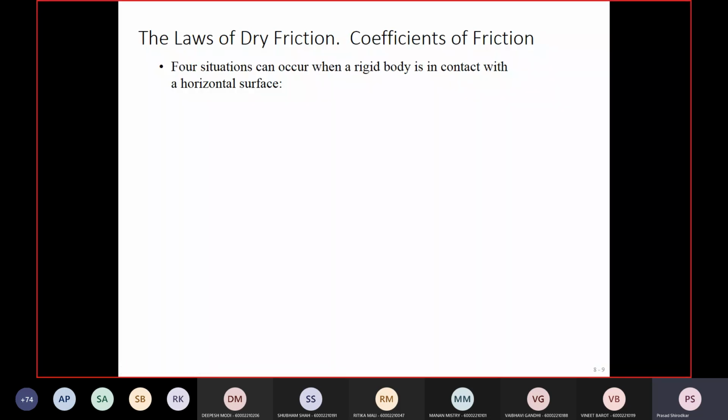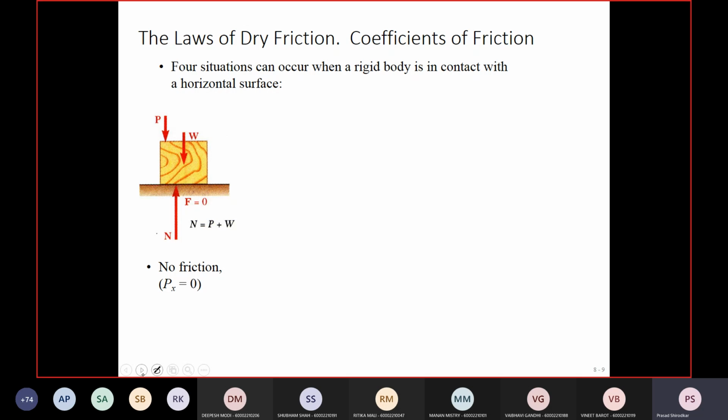Now let's try to understand this term of impending motion. What do you understand by the term impending motion? That is very important. So let's consider these four cases. In the first case, there is this force P, and force P is parallel to weight W. So the normal reaction will be simply the addition of applied force P and W. And in this case, there is no friction.